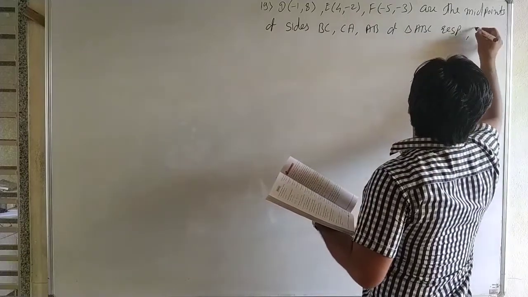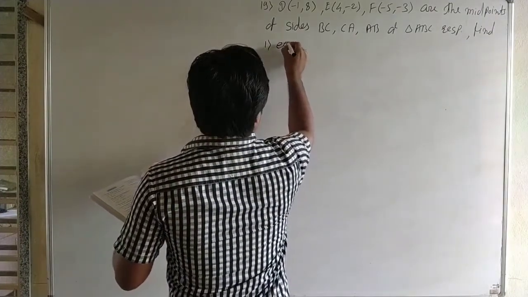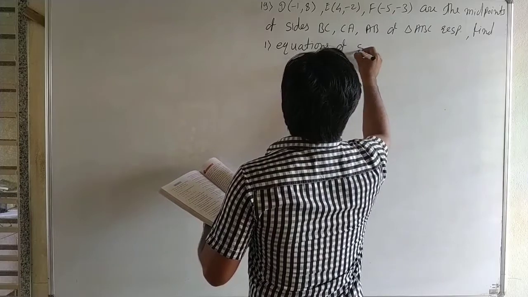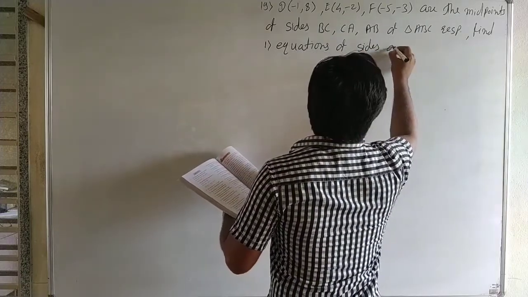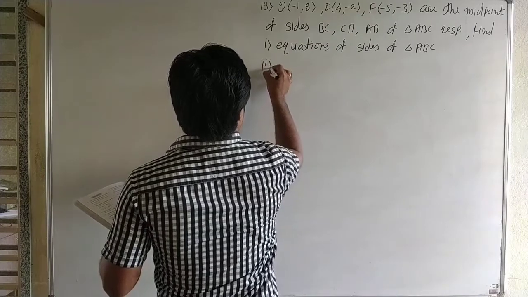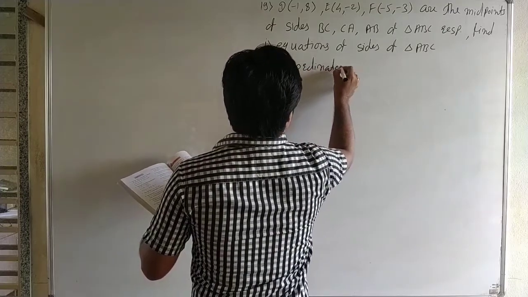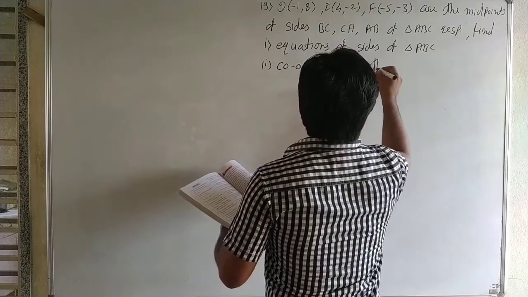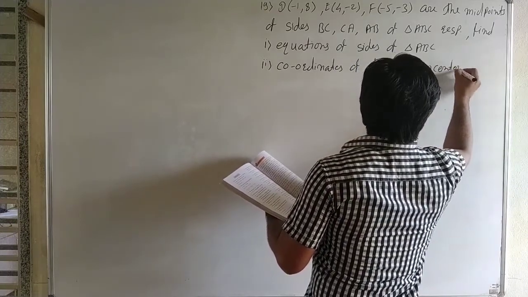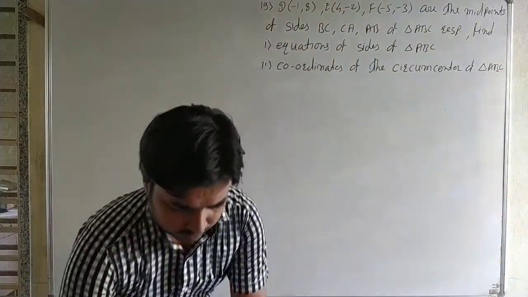Then find, number 1, the equations of sides of triangle ABC, and second, the coordinates of the circumcenter of triangle ABC. Okay. Now here are two questions.